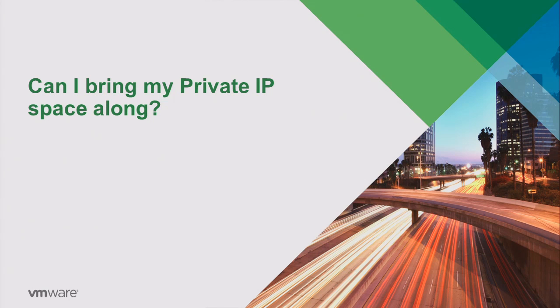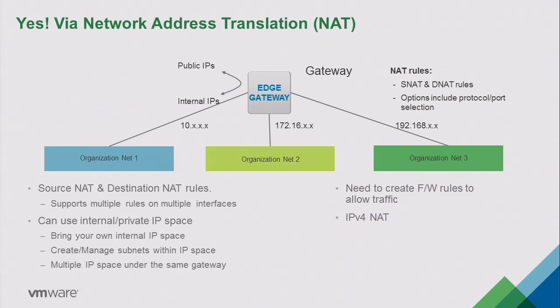So, the big question is, can I bring my private IP spaces along? Yes, you can. There are a number of ways you can do it. You can do it with source NAT and destination NAT rules. You can use your internal private IP space and move it across, and have different subnets using routing across those with static routes between them. Or you can use things like data center extensions, which Ninad will talk about, that actually allow you to stretch those VLANs across the different sites. So it's very, very customizable.